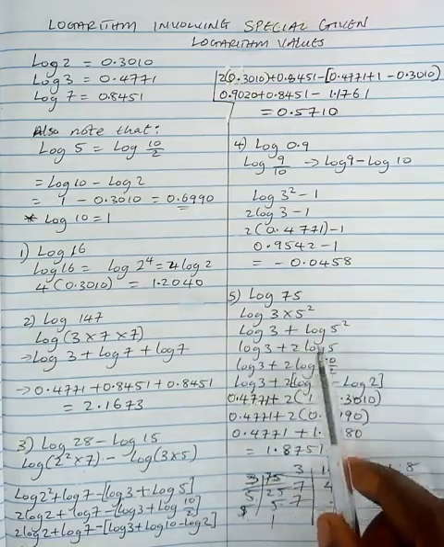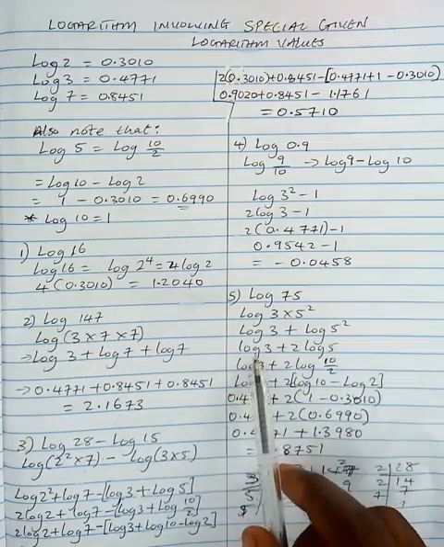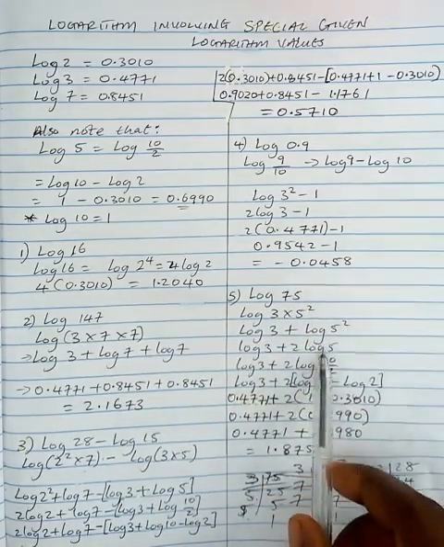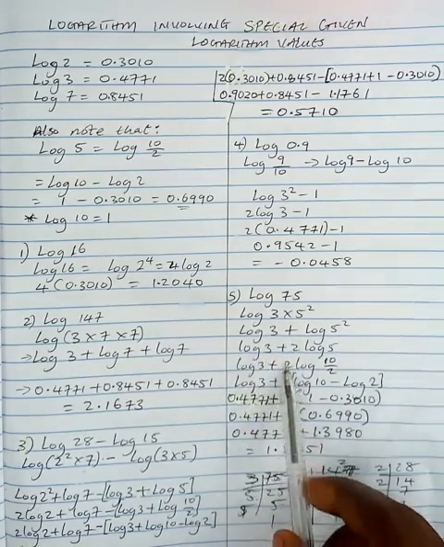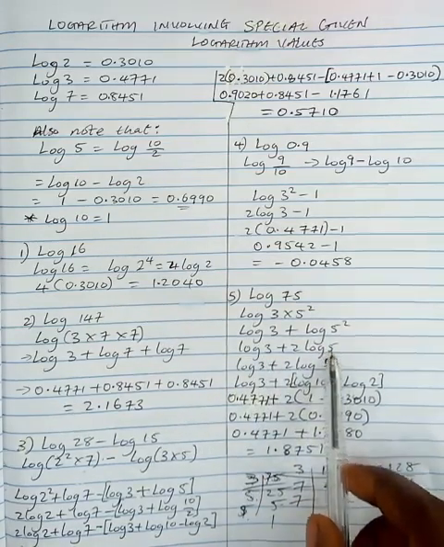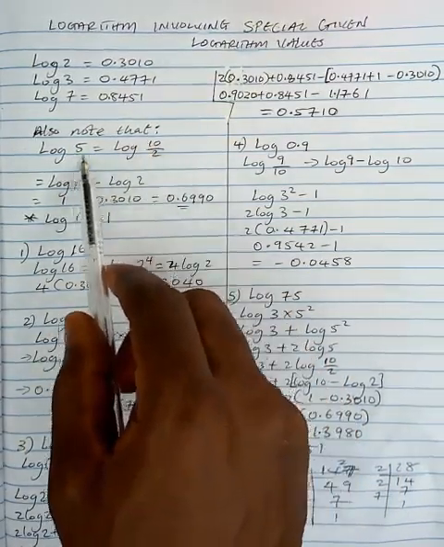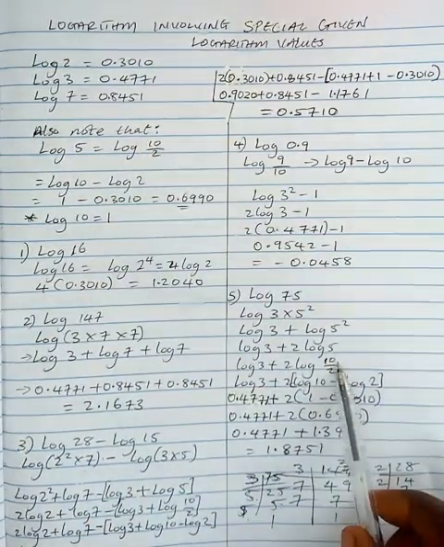Okay, for this one, the times now turn to plus. Each of them is now having their log. At this point, this power now multiplies the log. We now have log 3 plus 2 log 5. Of course, 5 is not here, so we still borrow this. So log 5 is entering with log 10 over 2, which is log 10 over 2.